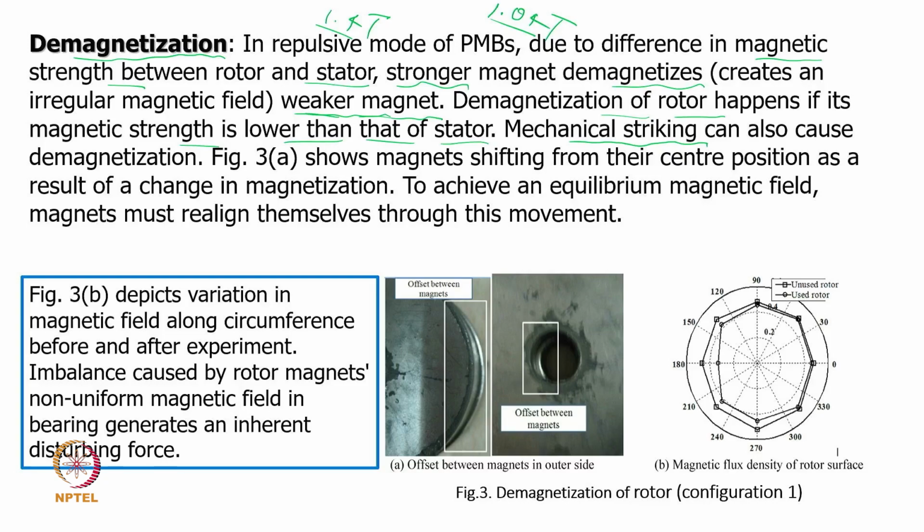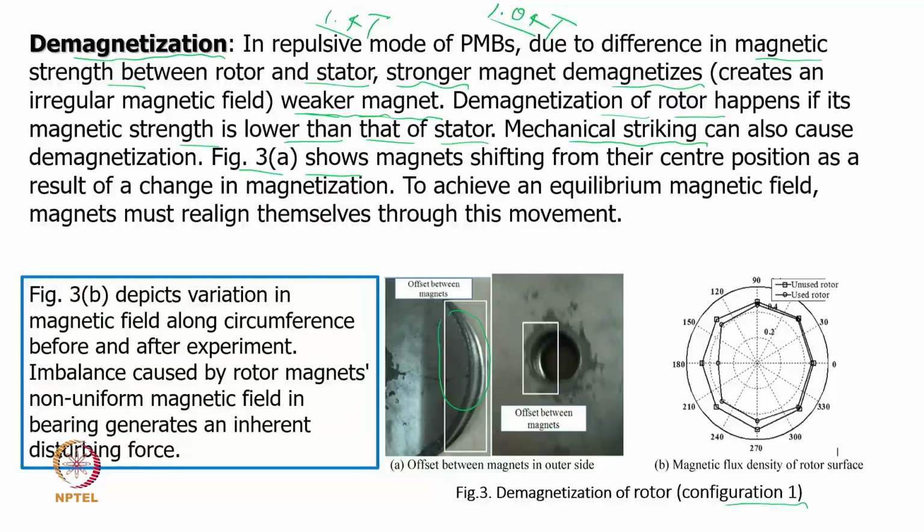If there is a hitting or mechanical action happening, and there is some sort of knocking, then again demagnetization is possible, and that has been shown over here. In figure 3a, we are able to see there is an offset. That means the shaft has a rotor, and the rotor is in the permanent magnet stator, there will be some sort of shifting. It will not be self-centering of the permanent magnet bearing.